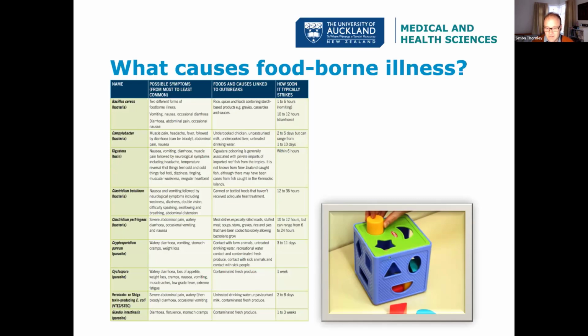Mostly that's dealt with now, I think. But the other common one is norovirus. Has anyone heard of norovirus?